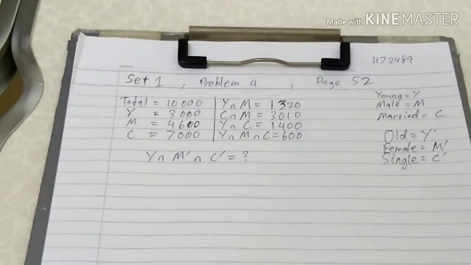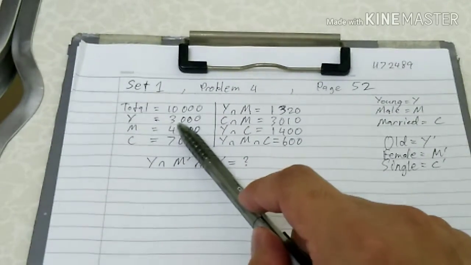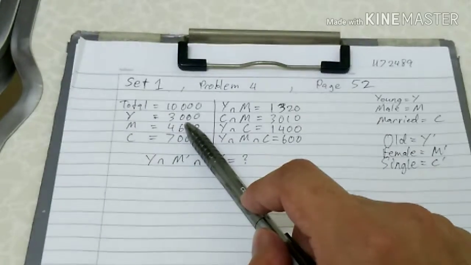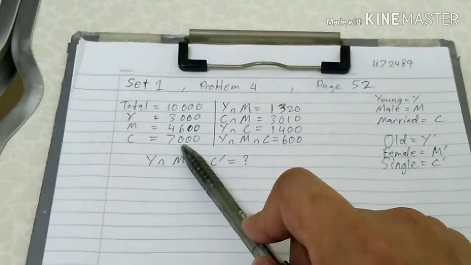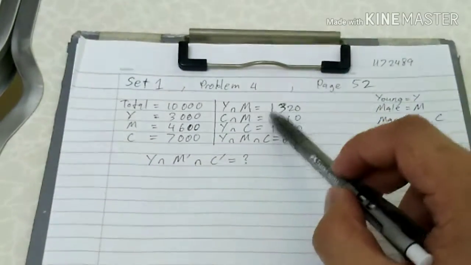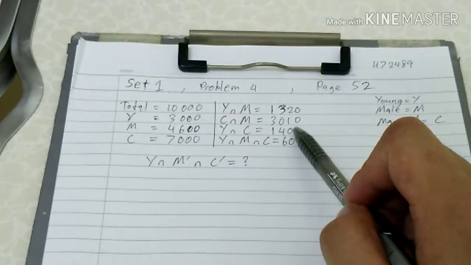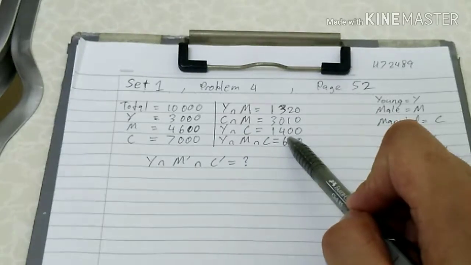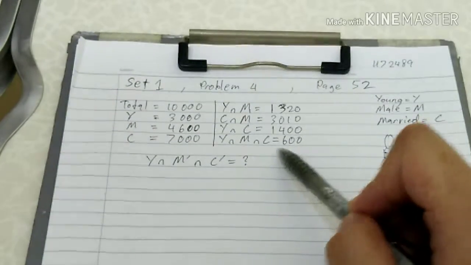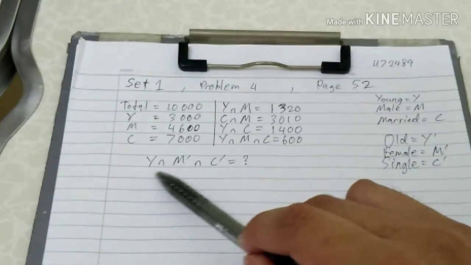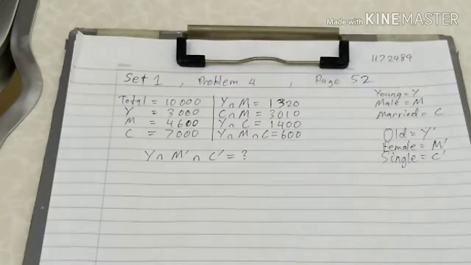Okay. Now we have the total population of policyholders, 10,000. Young policyholders are 3,000. 4,600 of them are male, and 7,000 of them are married. We are also given the information that 1,320 are young and male. Married and male are 3,010. Young and married are 1,400. Young and male and married are 600. So the question asks, how many of the company's policyholders are young, not male, and not married? So young, female, and single. So let us begin.